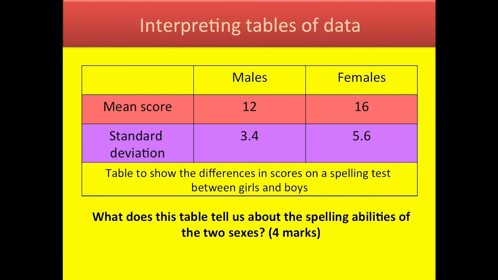It's a table to show the differences in scores on a spelling test between girls and boys and shows the mean and standard deviation. So again, pause the video and answer the exam style question. What does this table tell us about the spelling abilities of the two sexes?